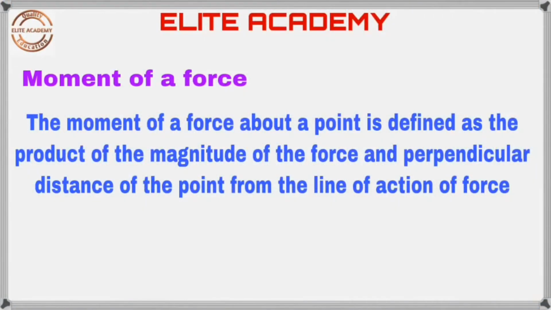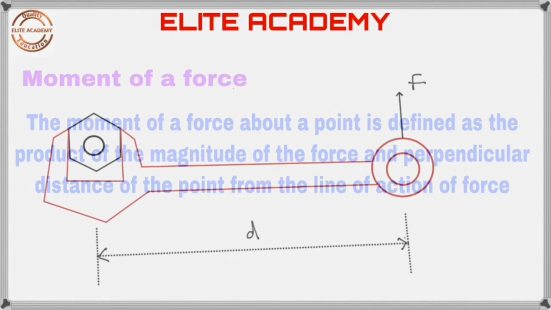Moment of a force. The moment of a force about a point is defined as the product of the magnitude of the force and perpendicular distance of the point from the line of action of the force. In short words, moment M is equal to F into d, where F is force and d is perpendicular distance.